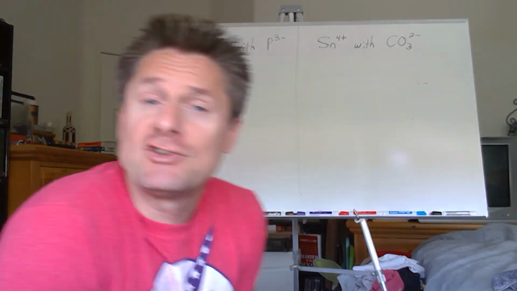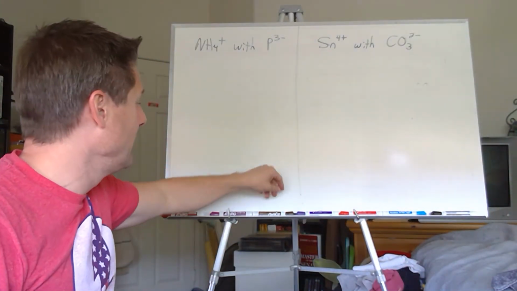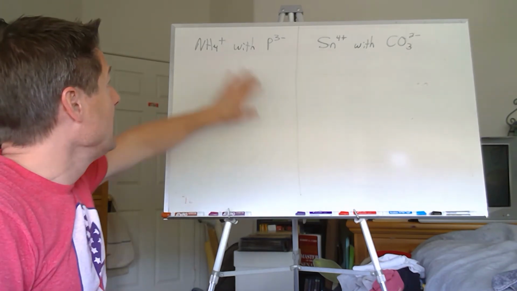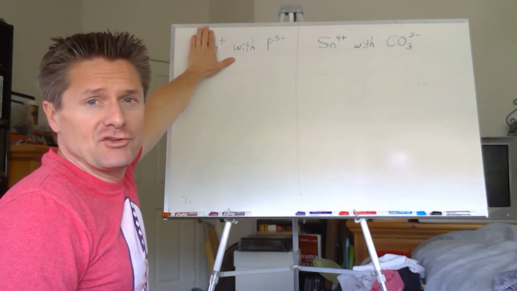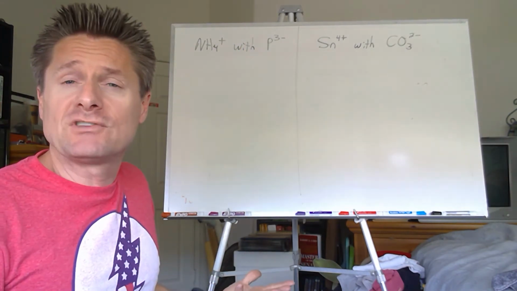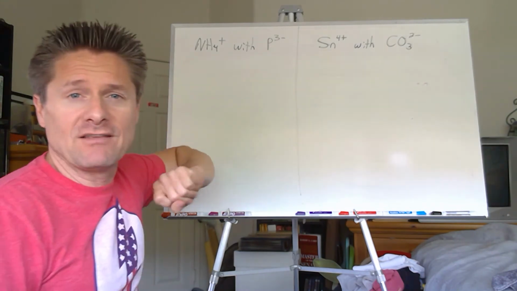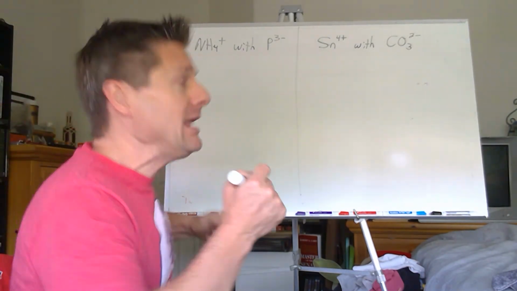All right, my recommendation, pause the video. Give me the formula units for these right here. Hopefully they're not going to be too bad. Don't worry about what it looks like. Just look at the charges. That's a +1. That's a -3. What's the lowest common multiple between 1 and 3? 3! So I need 1 of the phosphides and 3 of the ammoniums.